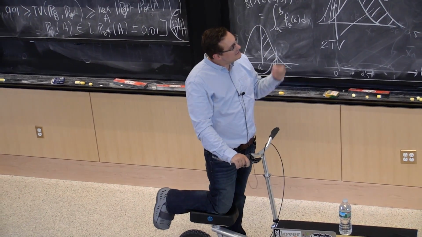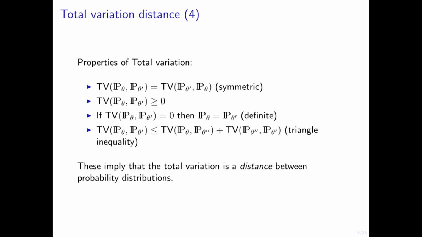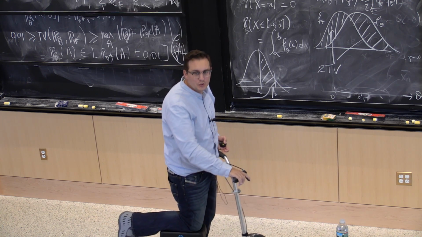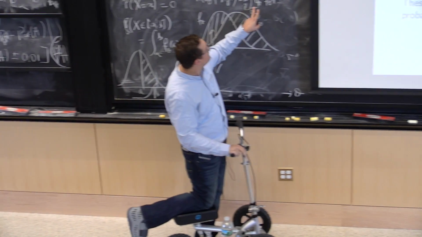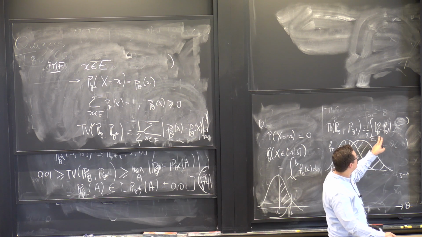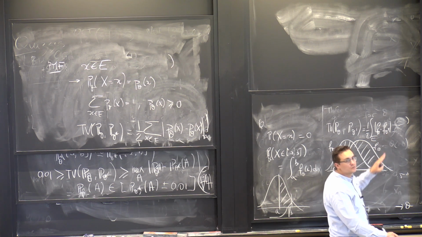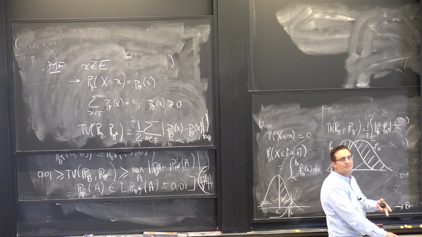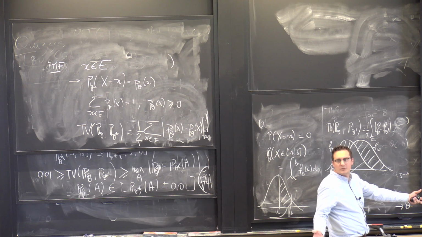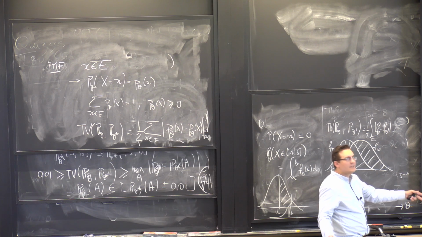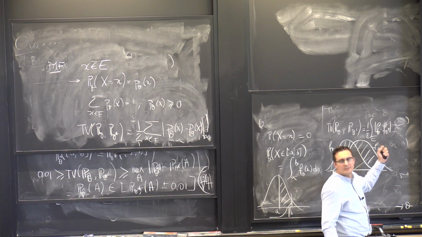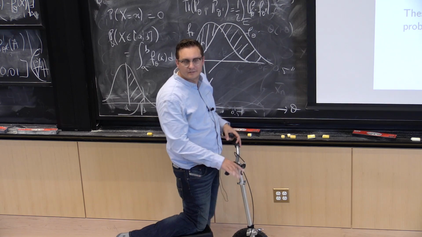The nice thing is that if TV is equal to 0, then the two distributions, the two probabilities, are the same. That means that for every A, p theta of A is equal to p theta prime of A. Now there's 2 ways to see that. The first one is to say that if this integral is equal to 0, that means that for almost all x, f theta is equal to f theta prime. The only way I can integrate a non-negative function and get 0 is that it is 0 pretty much everywhere. Okay, and so what it means is that the two densities have to be the same pretty much everywhere, which means that the distributions are the same.